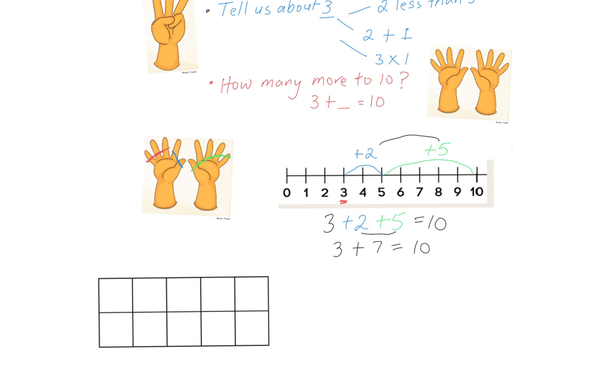Let's represent our thinking with a 10 frame. We've got our 3. 2 more gets us to our 5, our anchor point. And then we've got another 5 that gets us to 10. And we can represent it like this.